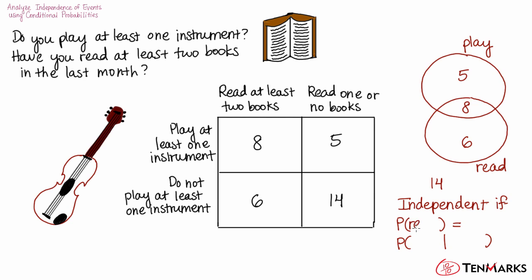And they're independent if the probability that they've read at least 2 books is equal to the probability that they've read 2 books given that they also play at least one musical instrument. Meaning, even if one event occurs, the probability of the other event occurring remains the same as it would have if the other event had not occurred. So let's calculate these probabilities.